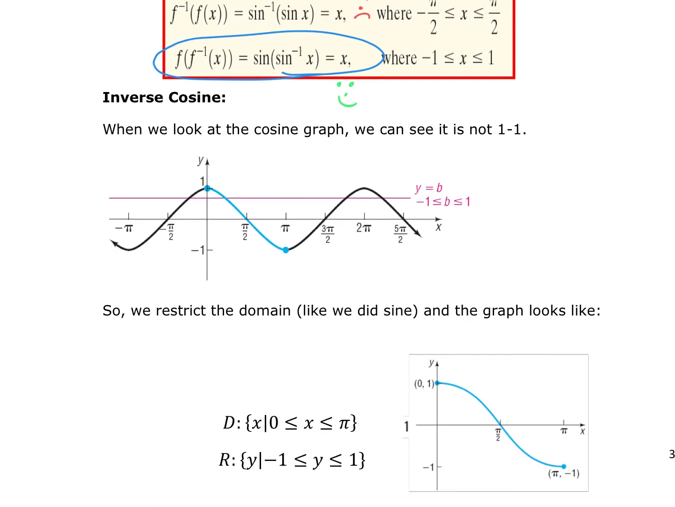Now, if we look at the cosine, it also is not one-to-one. So we're going to restrict it so that it has every possible output value. And sure, I could restrict it from here to here. I could restrict it from negative pi to 0. I can restrict it anywhere. But I want to restrict it around the origin because it just makes it easier. Life is so much easier when we're around the origin. So I'm going to restrict this between 0 and pi, inclusive.